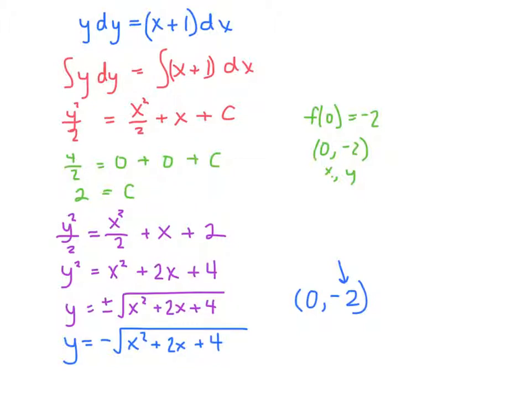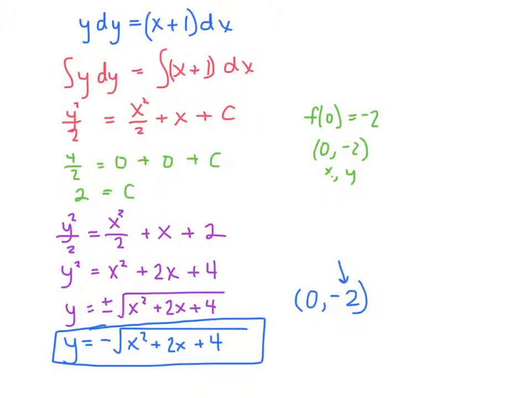And if you were to check this, you could then see that in fact that's true. If you plug in the 0, you get negative square root of 4, which is -2. And that verifies that that is the correct equation, the particular solution for that differential equation with that given initial value.